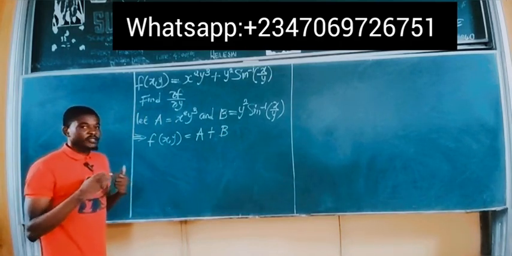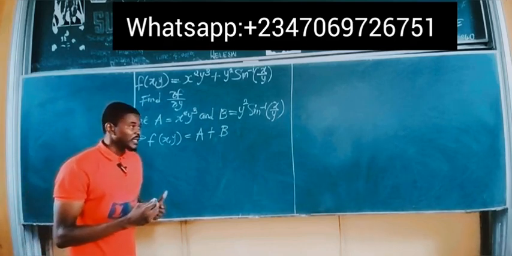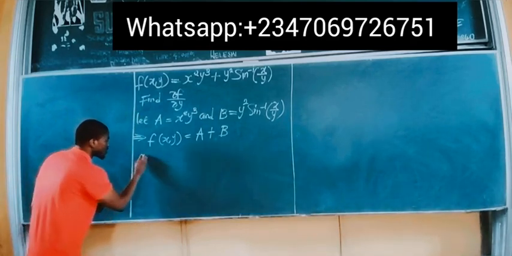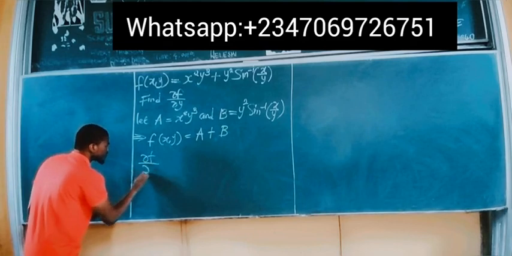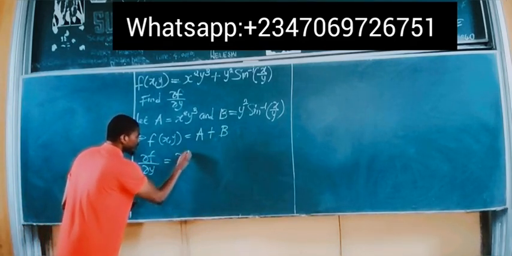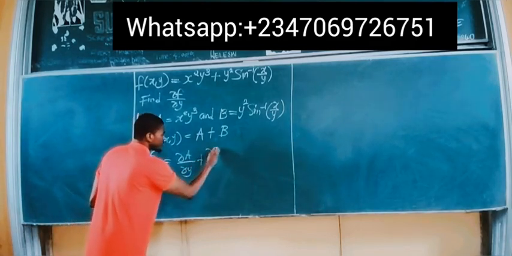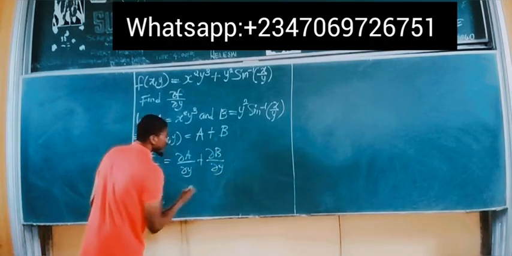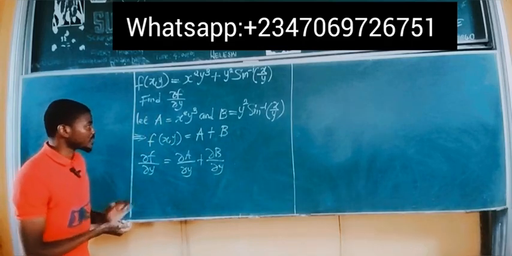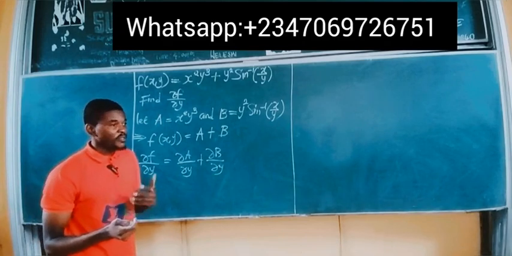Alright, so the derivative of a sum is actually the sum of the derivatives. That simply means if I differentiate this function now with respect to y, it is differentiating a with respect to y plus differentiating b with respect to y. That's all this statement means. The derivative of a sum is the sum of the derivatives.